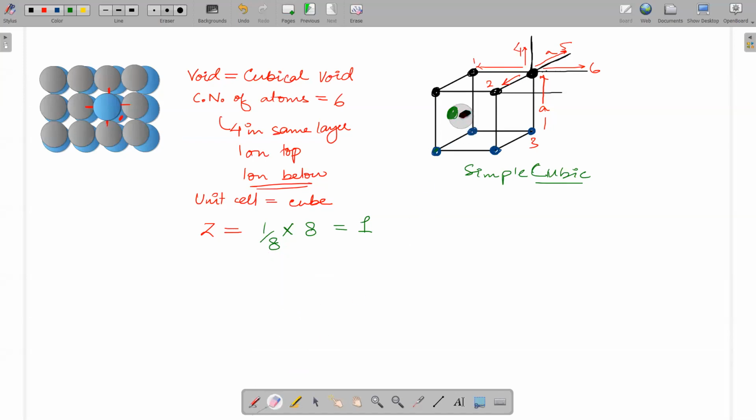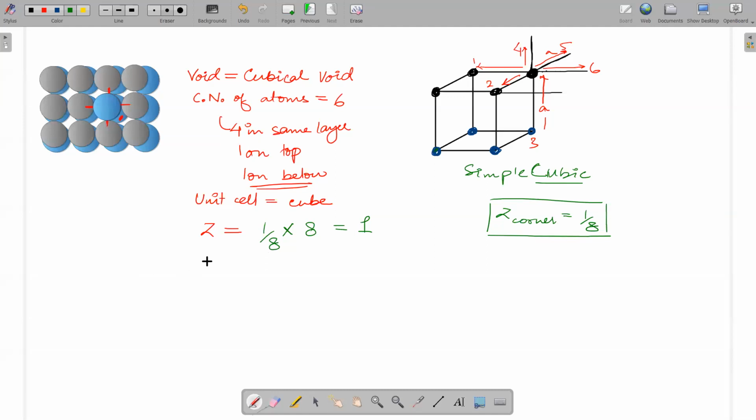So you have now known the participation of a corner. You will always remember that Z for a corner is equal to how much? 1 by 8. Then you can multiply it by the number of atoms that are present. So Z for corner is always 1 by 8.